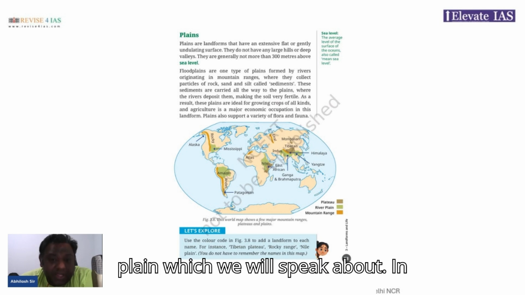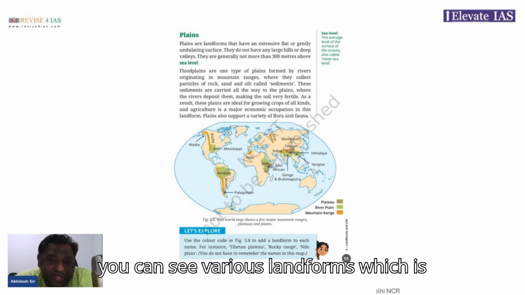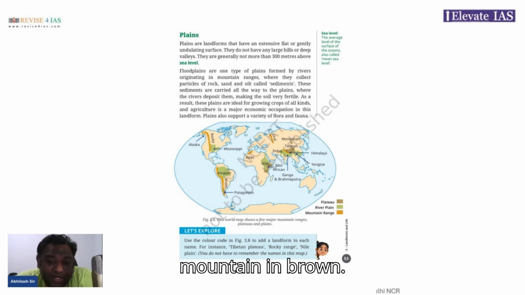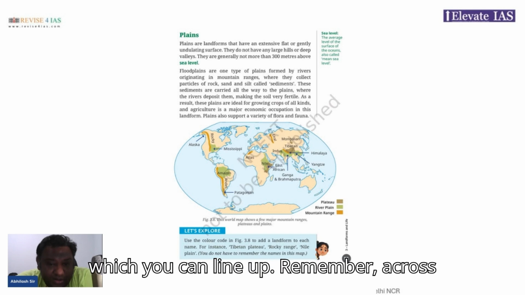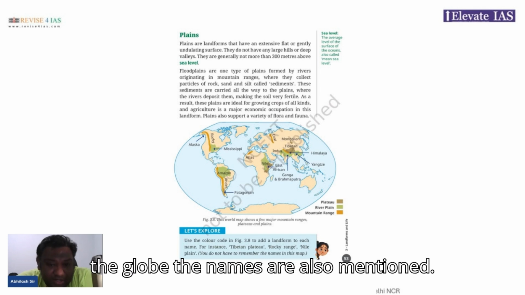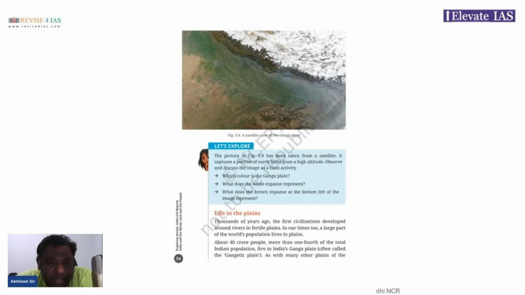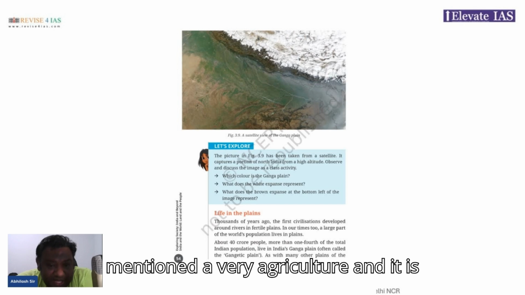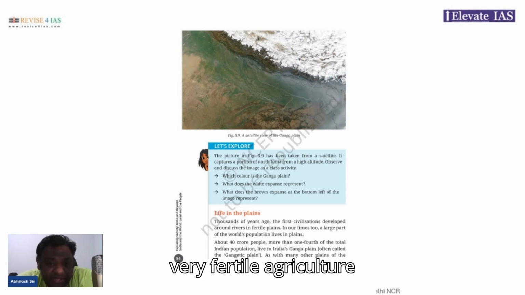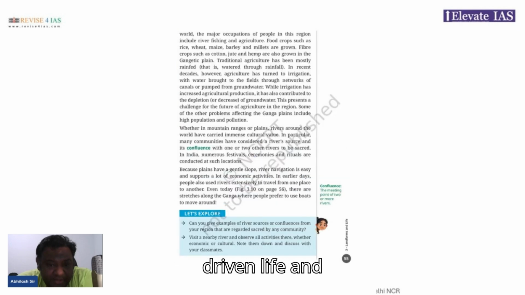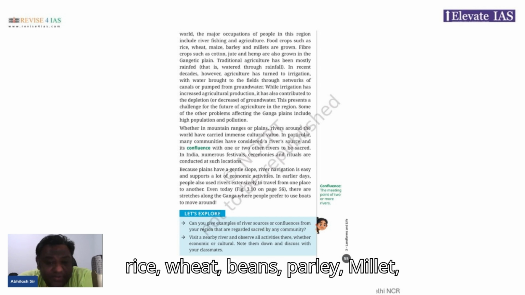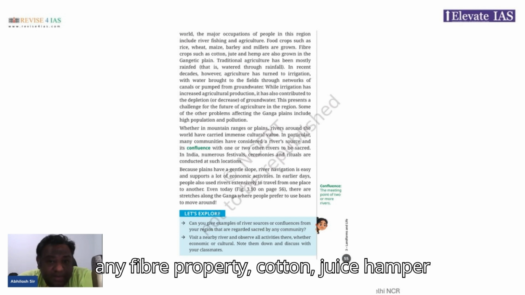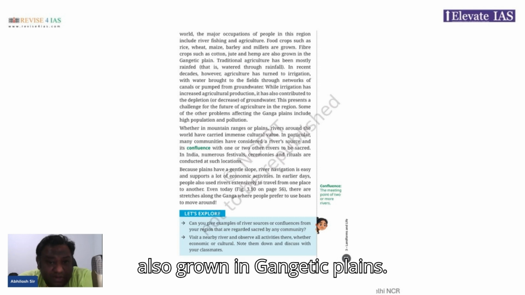One of the most fertile floodplains of the world is the Gangetic floodplain, which we will speak about. In the world map shown in this PDF, you can see various landforms: mountains in brown, plains in green, and plateaus also in brown, and rivers, which you can remember across the globe. The names are also mentioned. Life in plains is, as I mentioned, agriculture driven as it is very fertile, and the Gangetic plains are the best example. Food crops like rice, wheat, maize, barley, and millet grow there. Fiber crops like cotton, jute, and hemp are also grown in the Gangetic plains.